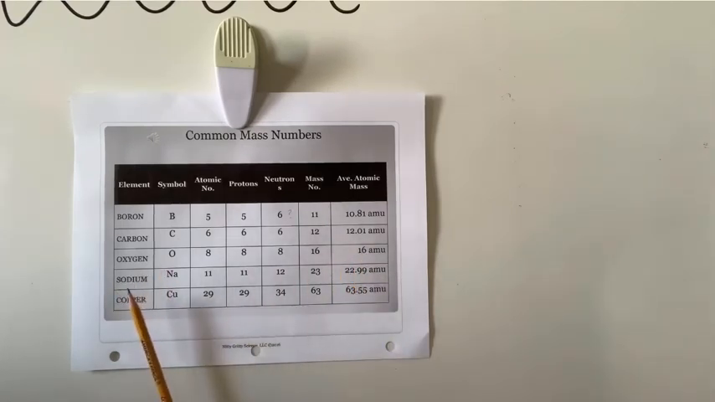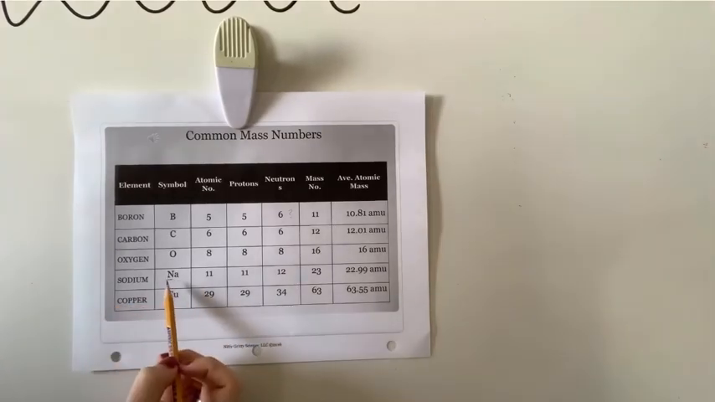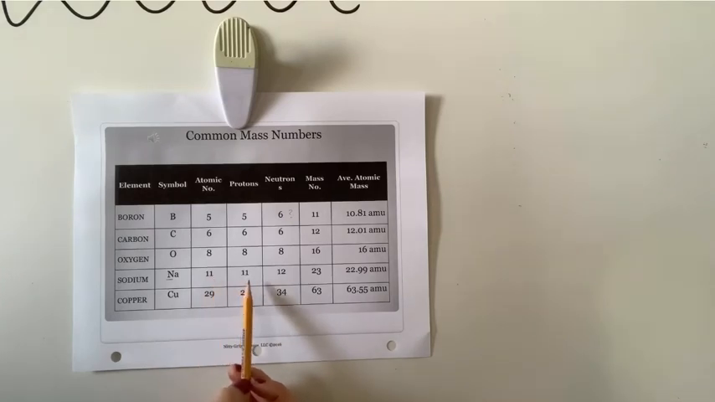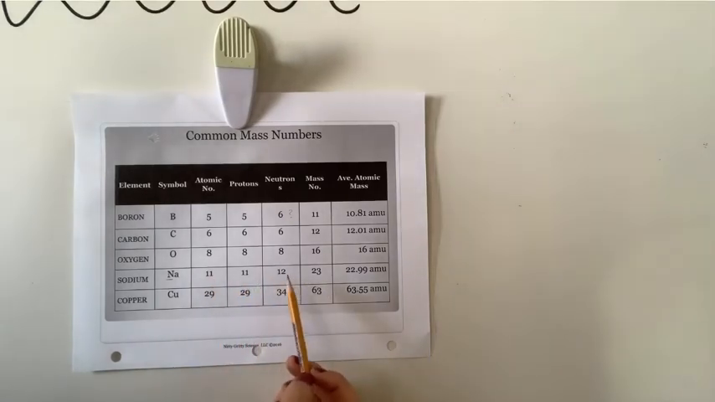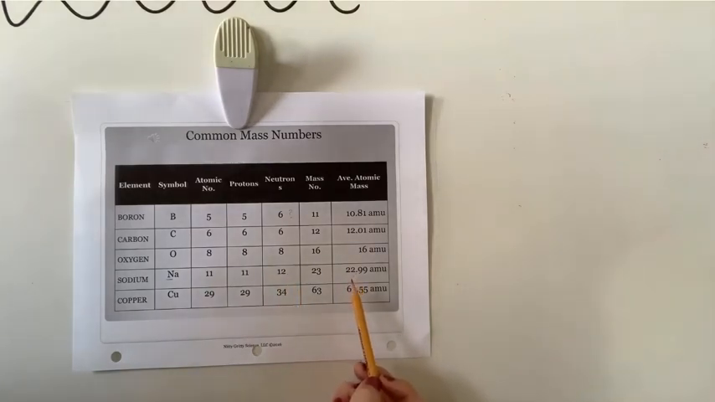Then we have sodium, which has the symbol Na. Remember that only the first letter is capitalized whenever we have 2 letters symbolizing an element. Its atomic number is 11, so its protons are 11. It has 12 neutrons, so if you were to take its atomic mass number, 23, and subtract 11, you would get 12 neutrons. And sodium's atomic mass is around 23, technically 22.99.